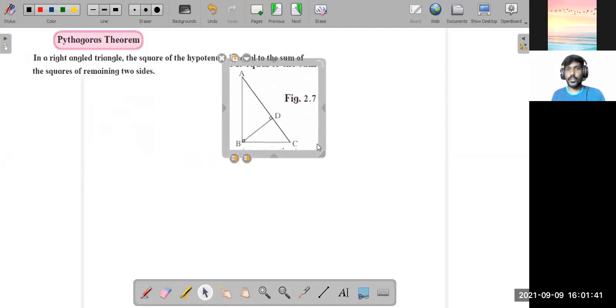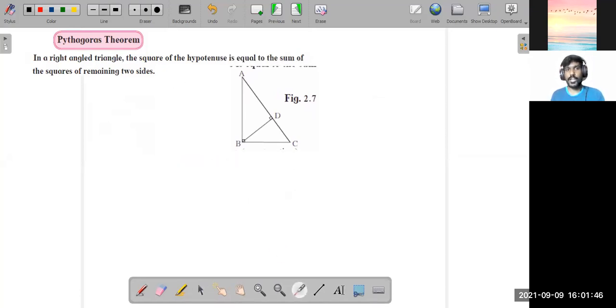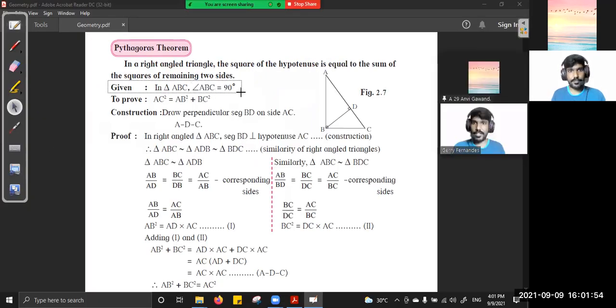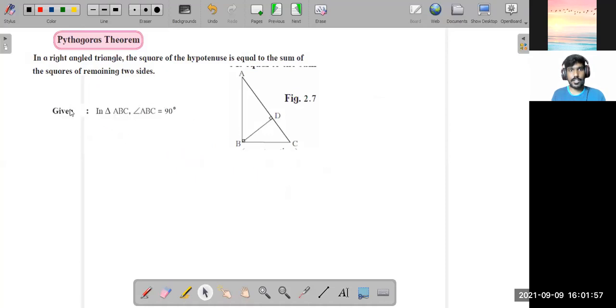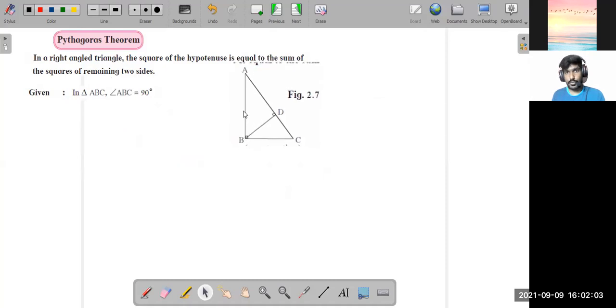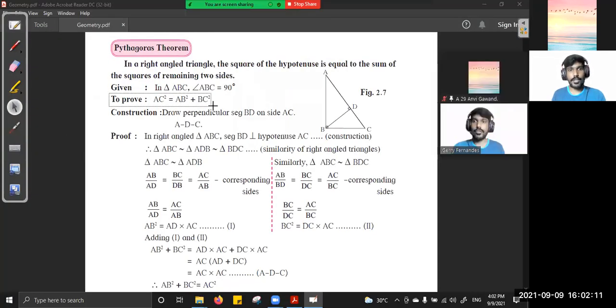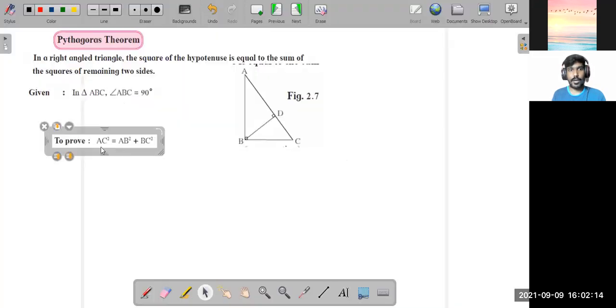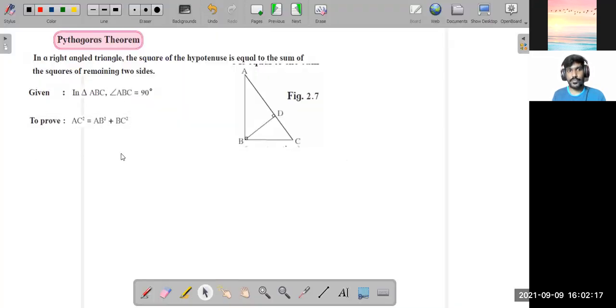Okay, so you know Pythagoras theorem, it says that in a right angle triangle, the square of the hypotenuse is equal to the sum of the squares of the remaining two sides. Okay, so in this it is given triangle ABC, angle B is 90 degrees. And you have to now prove the Pythagoras theorem, that is, hypotenuse square, AC square, equals AB square plus BC square. This is what you have to prove.